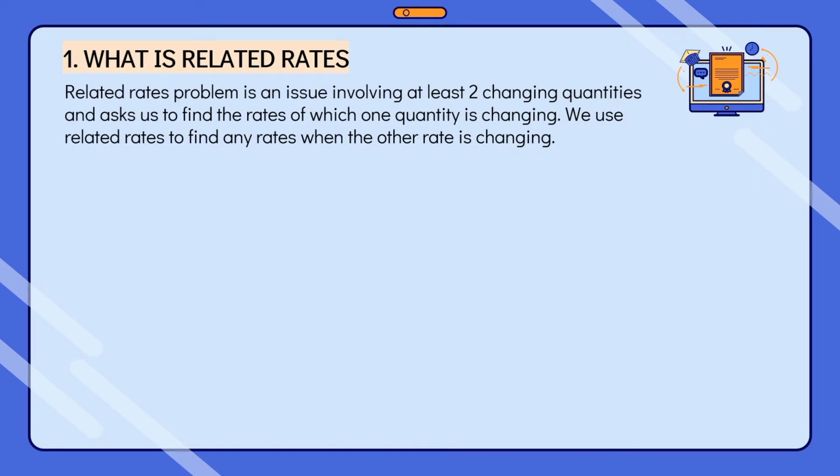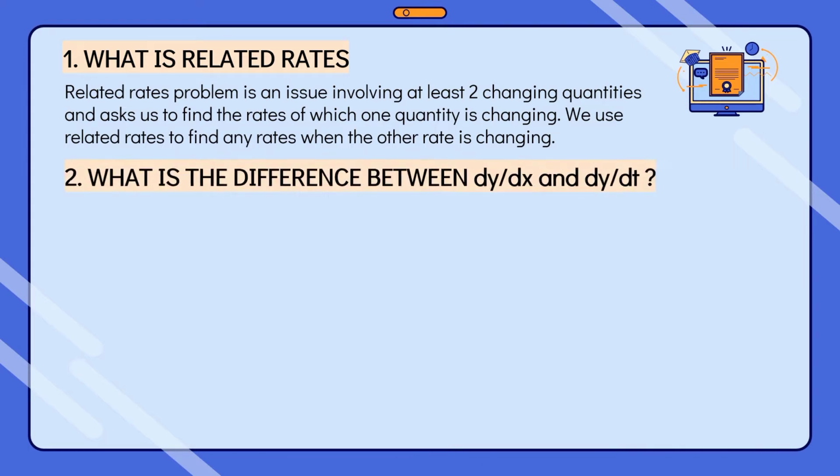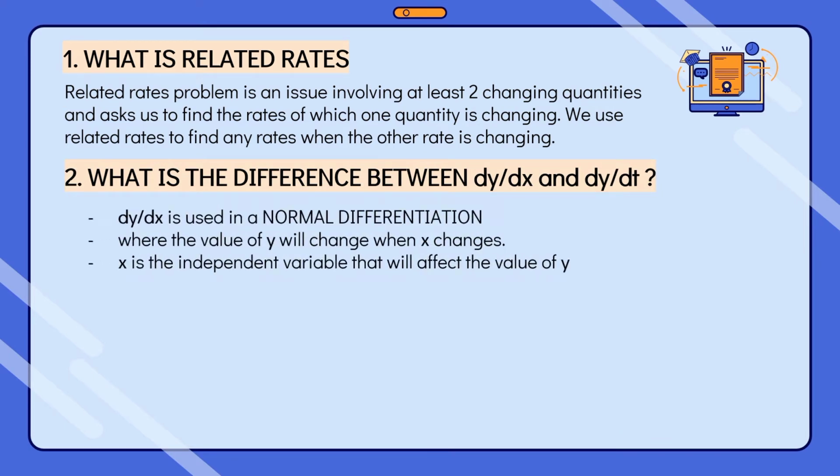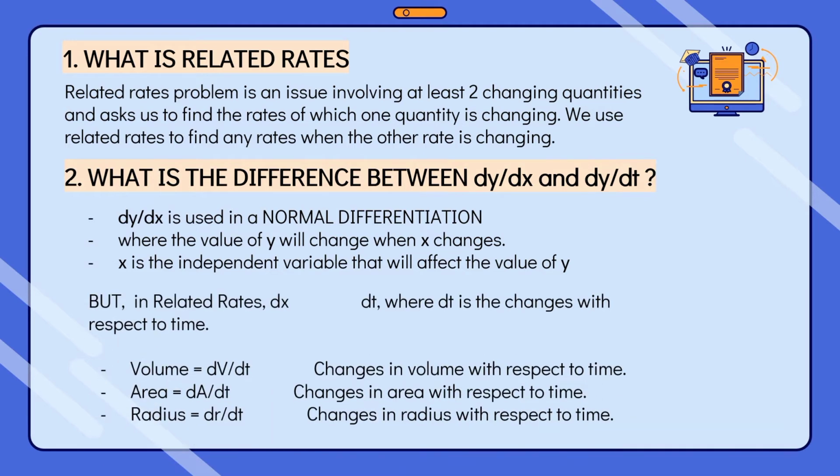A related rates problem is an issue involving at least two changing quantities and asks us to find the rate at which one quantity is changing. We use related rates to find a rate when the other rate is changing. Next, what is the difference between dy over dx and dy over dt? dy over dx is used in normal differentiation where the value of y will change when x changes, meaning x is the independent variable that will affect the value of y, the dependent variable. But in related rates, dx is changed to dt, where dt is the change with respect to time.